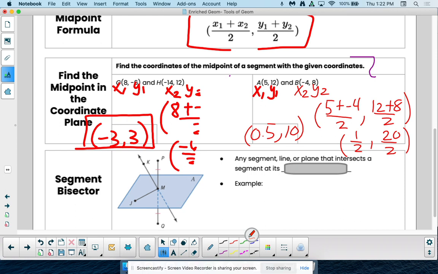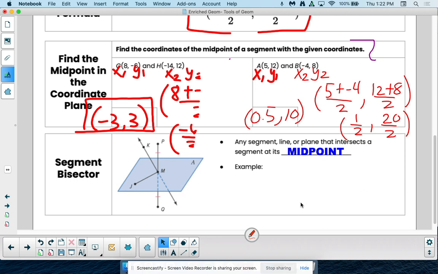Next question, folks. Have you guys heard of the word bisect or bisector? That's okay. How many wheels does a bicycle have? 2. You have bifocals on. How many lenses do you have? 2. So the prefix bi is for 2. So if I'm bisecting something, I'm cutting it into 2 equal pieces. It's like cutting it in half. So a segment bisector goes through its midpoint.